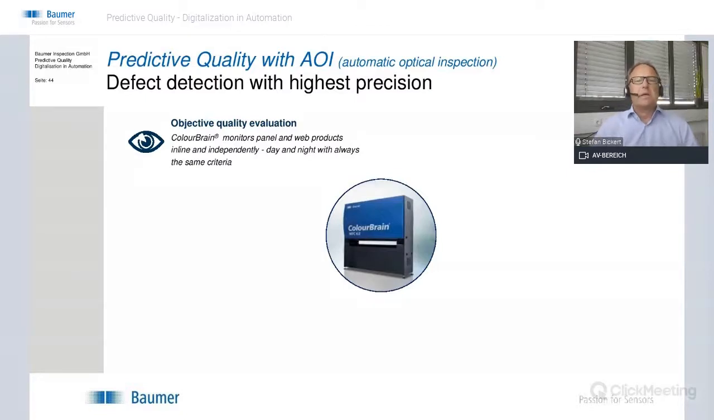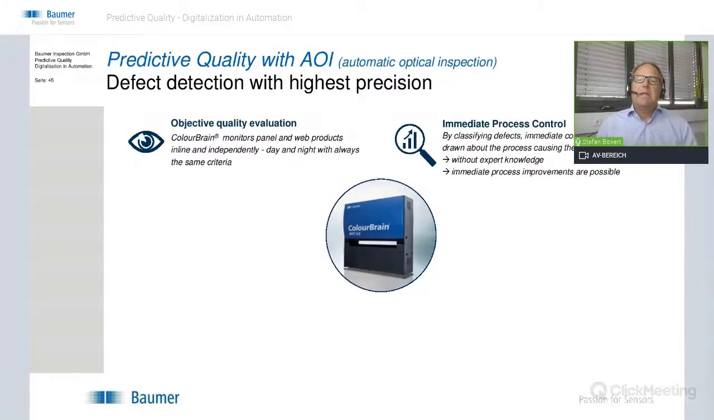Okay, let me summarize. How can you control predictive quality with automated optical inspection systems? It is objective in the quality evaluation, with no human factors. You have immediate process control, as I mentioned before. You give your user the right recipe to react, or even look into your quality data and correct it. Sometimes, in lot size number one, if you produce very seldom, for example a decor, how can you otherwise get the right information?